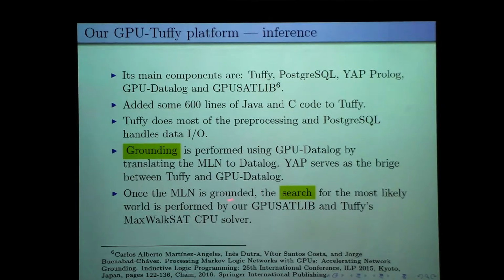Once the MLN is grounded, then we go to the search stage, looking for the most likely world, which is performed by our GPU SATlib, together with the MaxWalkSAT CPU solver, which is what I told you, that we use both the GPU and the CPU at the same time.